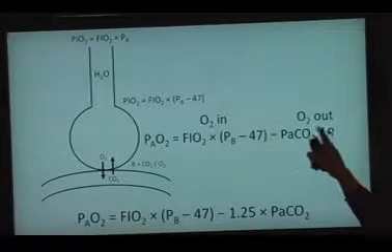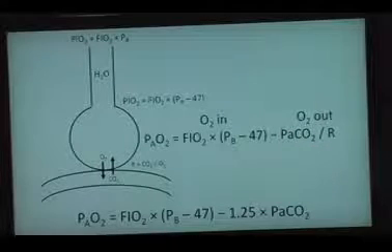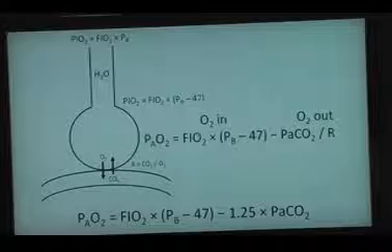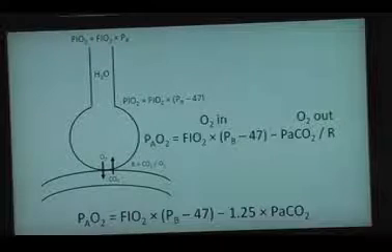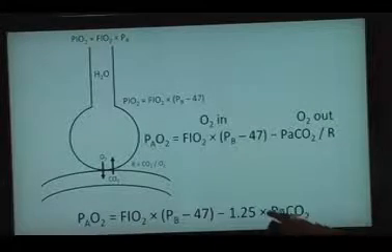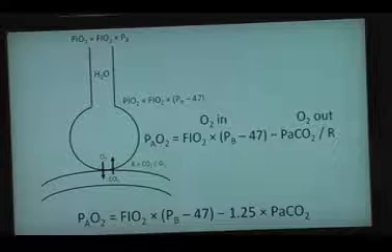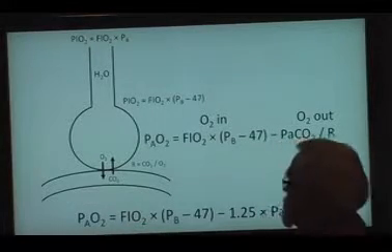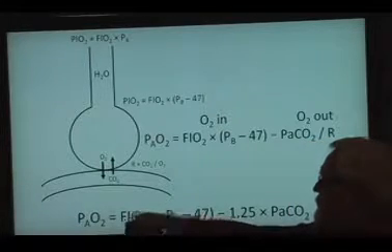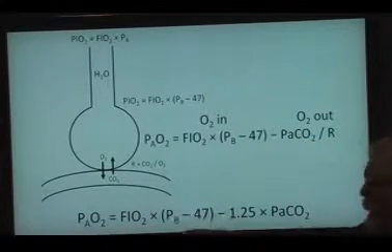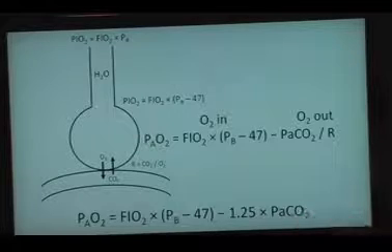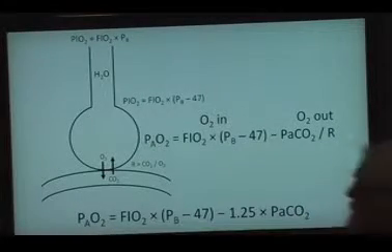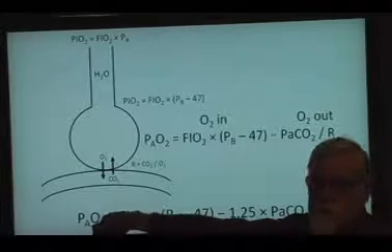So you can either calculate this correction by dividing the PCO2 by 0.8, which, for me at least, is more difficult than multiplying the PCO2 times 1.25. So then the alveolar PO2 is determined by the FiO2, the barometric pressure, and the PCO2. So if the PCO2 goes up, the alveolar PO2 goes down.